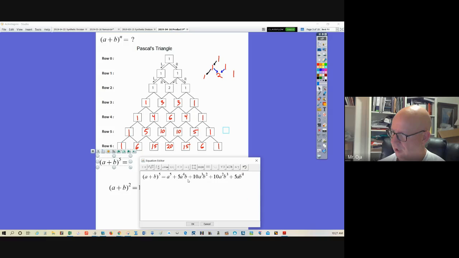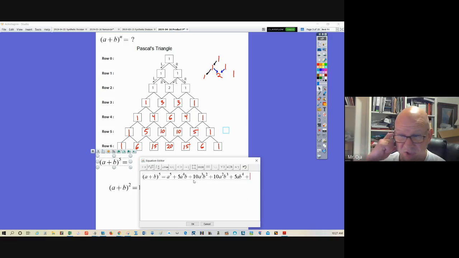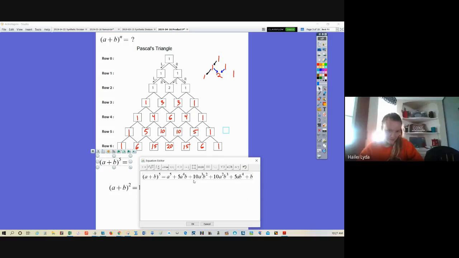Yep. Okay, and then finally the last term is plus, what's the coefficient? 1, so I wouldn't write it. Times a to the 1st... a to the 0 now, so it's gone. Right, and then b to what power? The 5th. To the 5th, there you go.